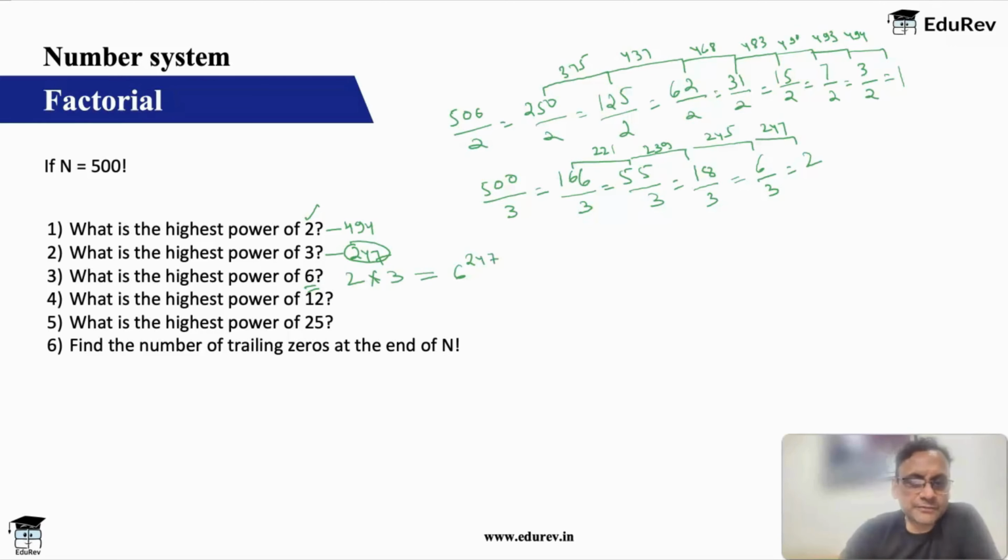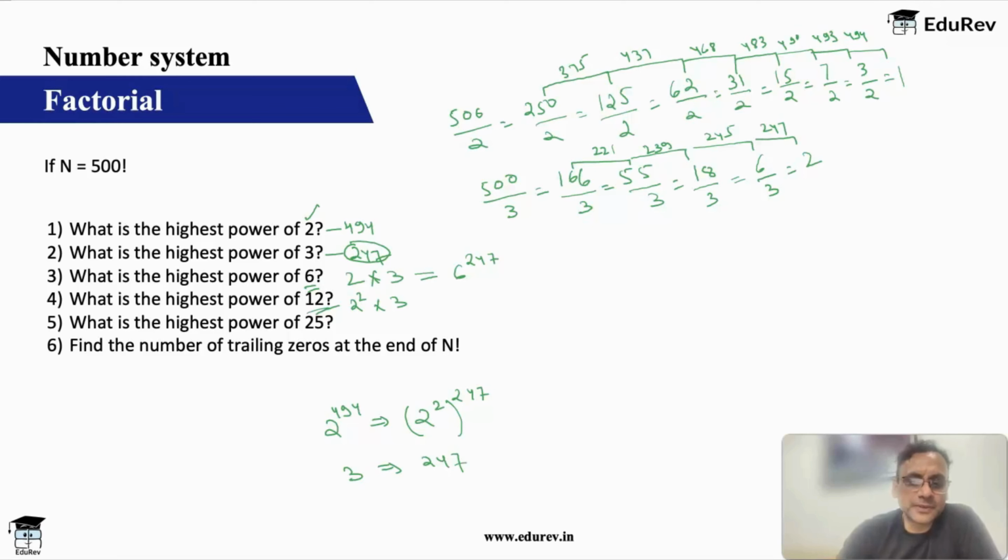Okay, next is 12. 12 again is 2 square into 3. Now 2 square is 4. 4 availability will be lower than 3. So actually we should check for 4 now. If you check for availability of 2 square, now 2 was available 494 times. That means 2 square or 4 will be available 247 times. Right? So it is available 247 times. And incidentally, 3 is also available 247 times.